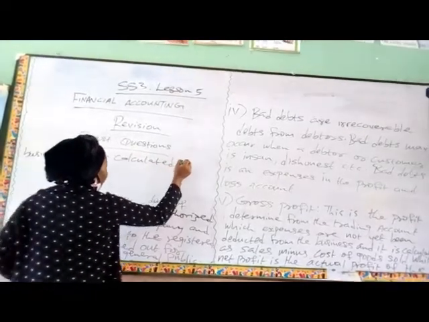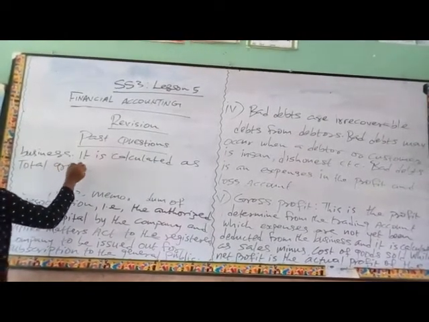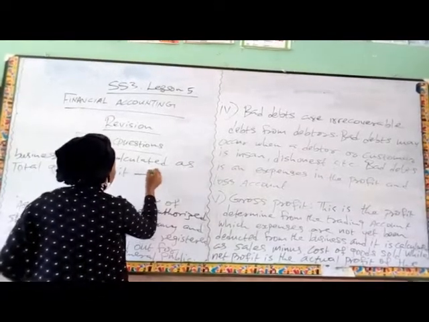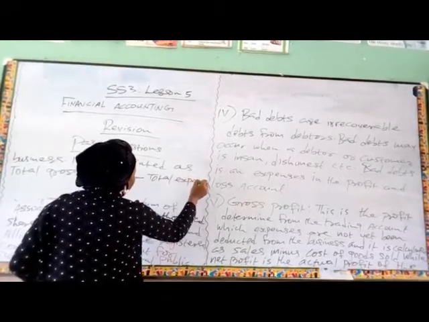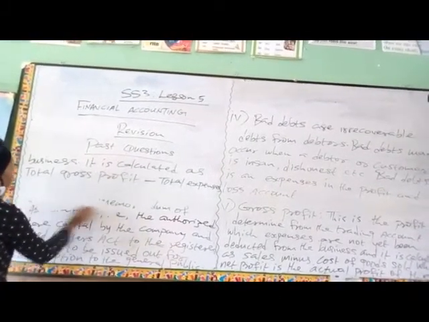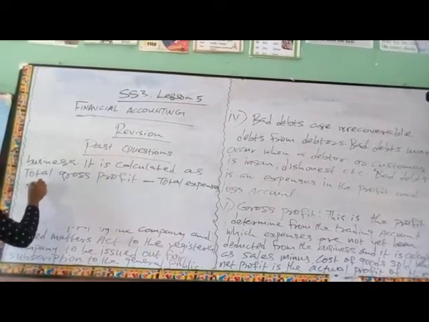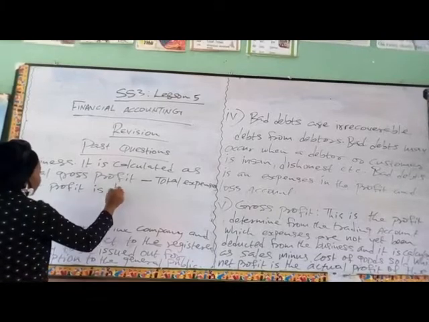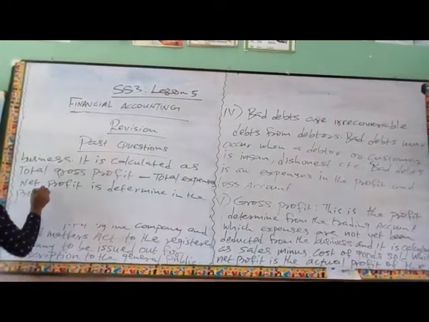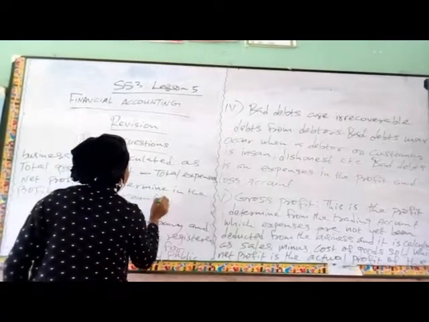Now, it is calculated as total gross profit minus total expenses. That is the formula there. And net profit is determined in the profit and loss account. Now, we have to end our lesson here for today.